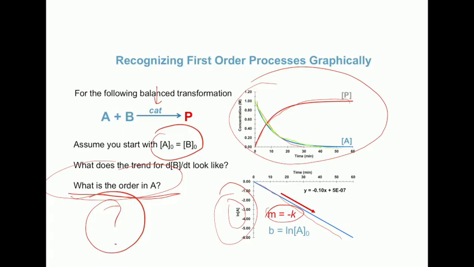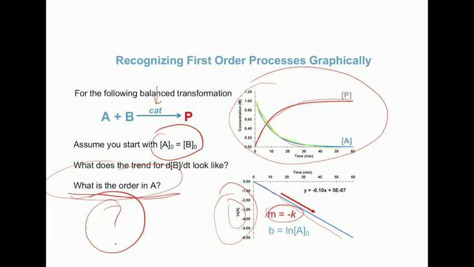stoichiometry: every time I use up 1 A, how many B do I use up according to this balanced equation? 1. So if I started with 1 and they have the exact same concentrations, as I chew up A, I must also chew up B. So I can reliably say that even though I haven't measured it, if this assumption is true, the curve for B against time probably looks like A against time. So if that's true, what would ln B against time look like, given that these curves are the same? Same. This says it's first order in A and in B.